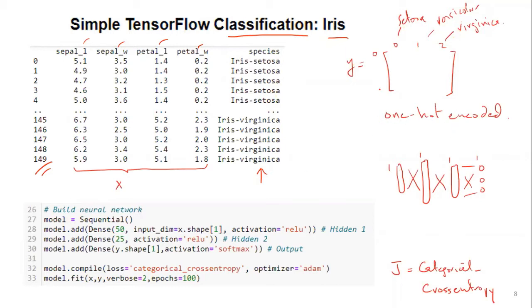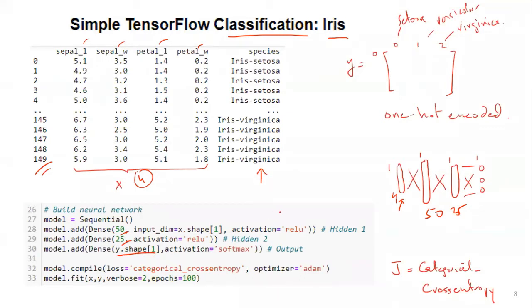So the input had how many inputs? What would be the number of neurons in the input layer? 4, because you have 4 over here, right? So this was 1 of 4. The size of the first hidden layer is given from here, which is 50. The size of the next hidden layer is 25. And then the final output, how many outputs are there? It is given by the shape, the number of columns in the y output.